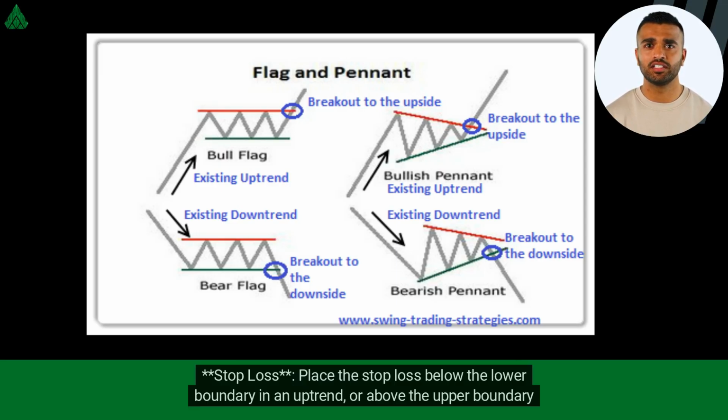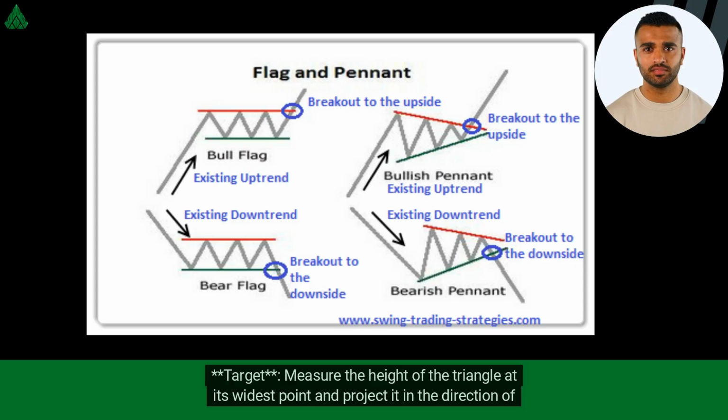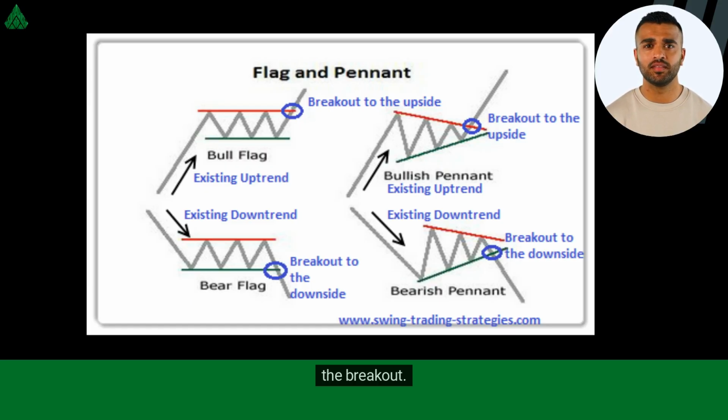3. Stop loss. Place the stop loss below the lower boundary in an uptrend or above the upper boundary in a downtrend. 4. Target. Measure the height of the triangle at its widest point and project it in the direction of the breakout. 2.3 Rectangles.